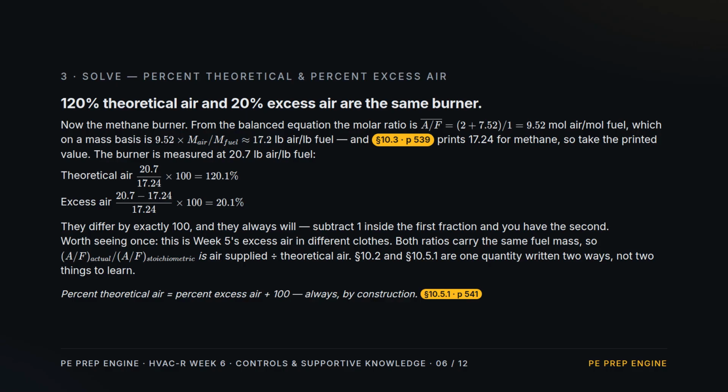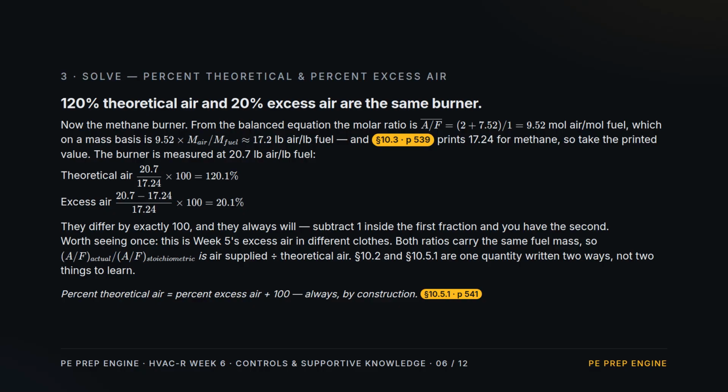Now the methane burner. From the balanced equation, the molar ratio is 2 plus 7.52 over 1, 9.52 moles of air per mole of fuel. Scale that by the ratio of molecular weights, and you get about 17.2 pounds of air per pound of fuel. The handbook prints 17.24 for methane, so take the printed value. Our burner is measured at 20.7. Percent theoretical air is 20.7 over 17.24 times 100, 120.1%. Percent excess air is the difference over the same denominator, 20.1%.